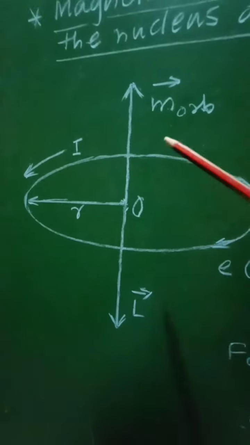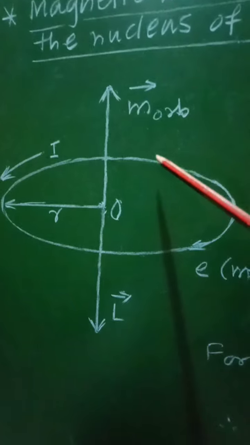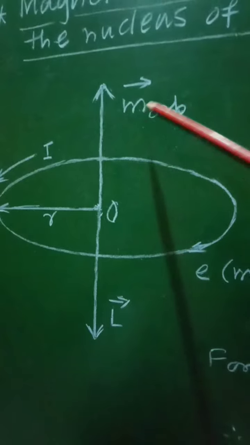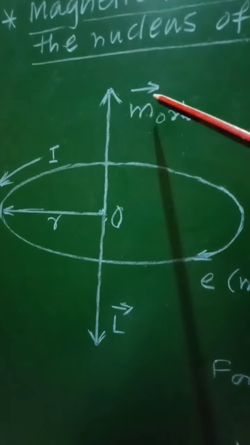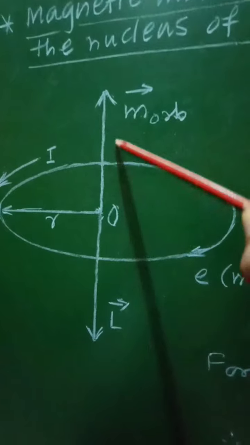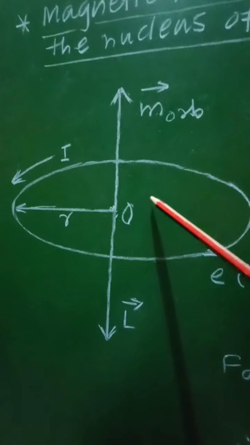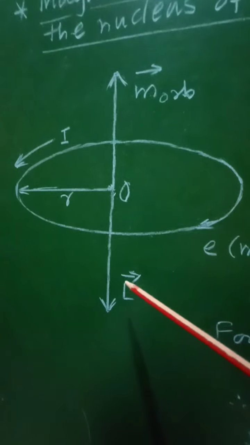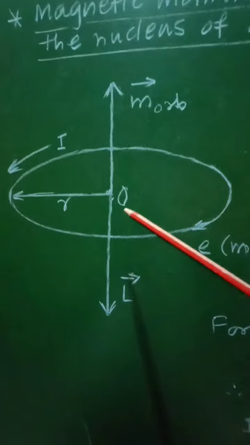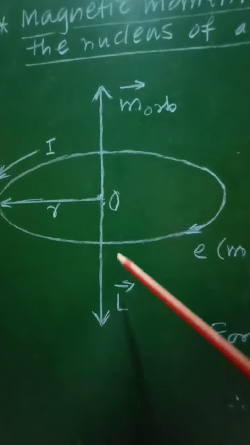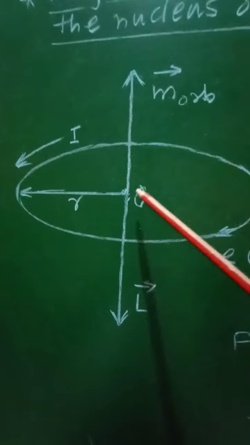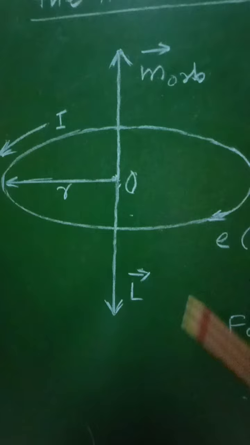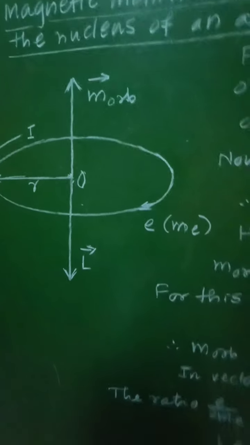Due to this, there will be a magnetic moment possessed by this loop, and therefore in this case m_orbital represents the orbital magnetic moment, which is directed in the upward direction, perpendicular to the plane of this orbit. Similarly, L represents the angular momentum of that electron, which is directed in the downward direction. Again, it is perpendicular to the plane of the orbit. Let r be the radius of this circular orbit along which that electron is revolving.